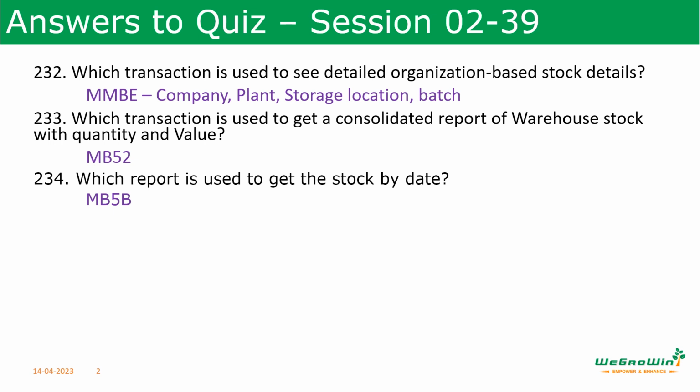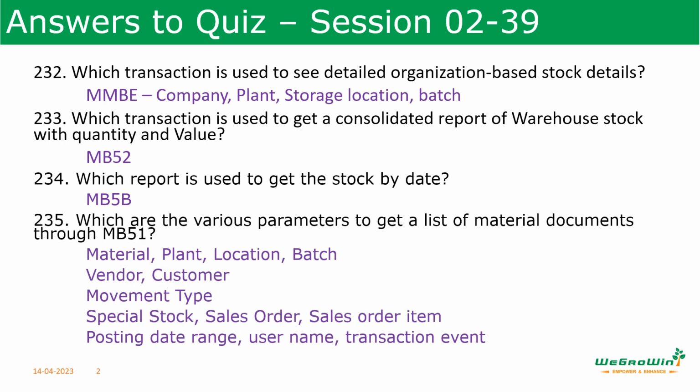Which report is used to get the stock by date? I mean, it is like a date range we can give and see the report. That is MB5B. Which are the various parameters to get a list of material documents through MB51? See, whenever we have any report, selecting the right parameter is very important. We have to understand them.